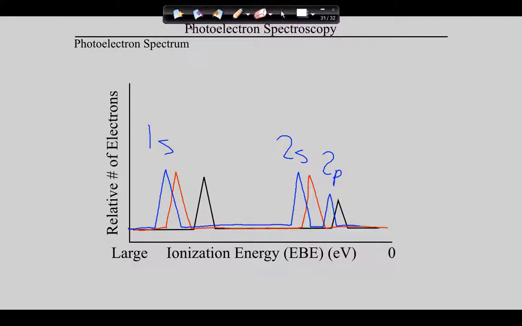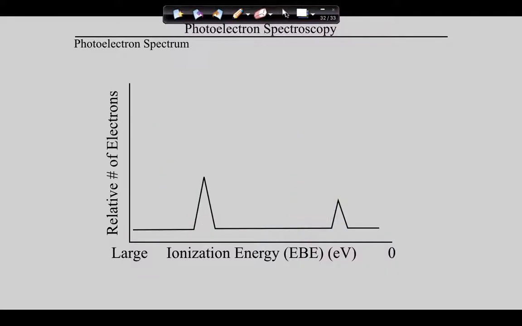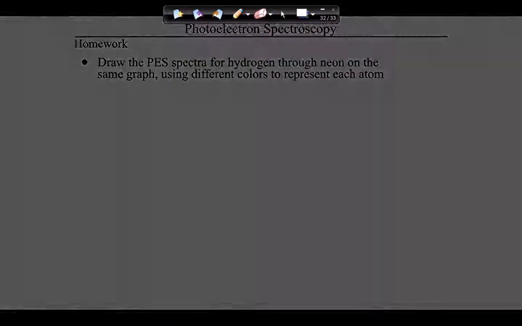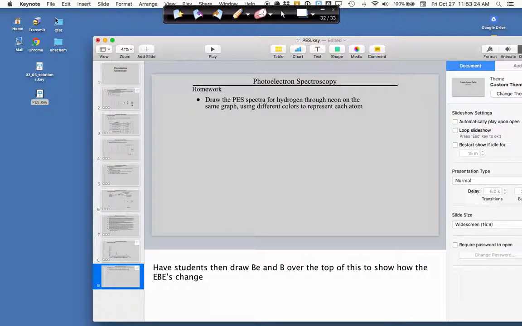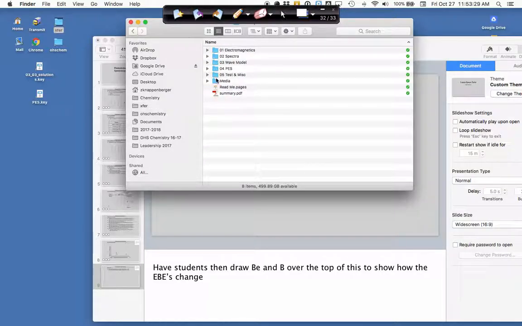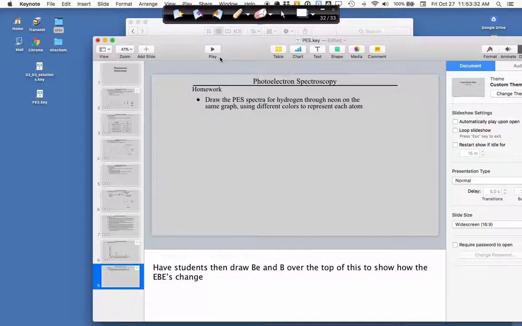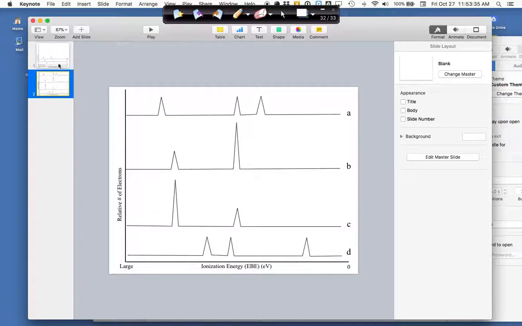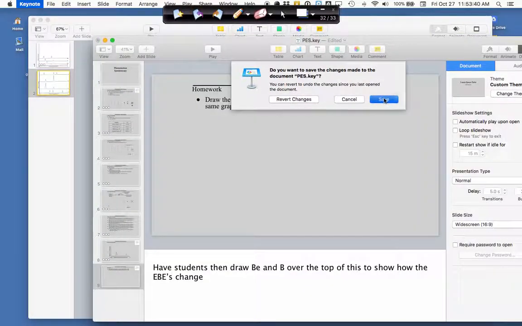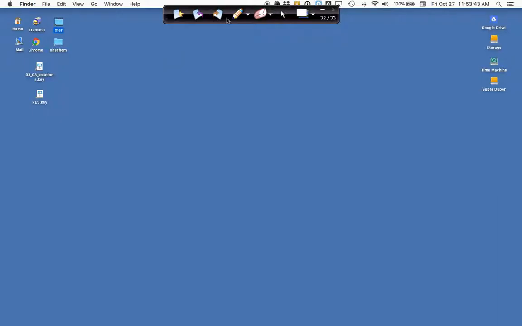Here we go. All right, guys, so you ready? This is your homework. You're going to draw the PES spectra for hydrogen through neon on the same graph using different colors. It's up to you. Here, let me just show you what I did. I went like this. How you choose to do it is up to you. But I did this. I drew them separate lines. But if you want to draw them all together, that's fine too. So let me save this, clear this, pull this down.